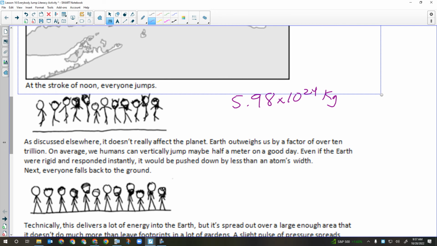All right? So, on average, we humans can vertically jump maybe a half a meter on a good day. We're just going to say that's an average, that everybody jumps a half a meter. Because obviously there's super athletic people who can jump a whole meter or more, and then there's people with a credit card vertical, who would struggle to jump over a credit card laying flat on the floor. Okay, so we're going to say everybody jumps half a meter.